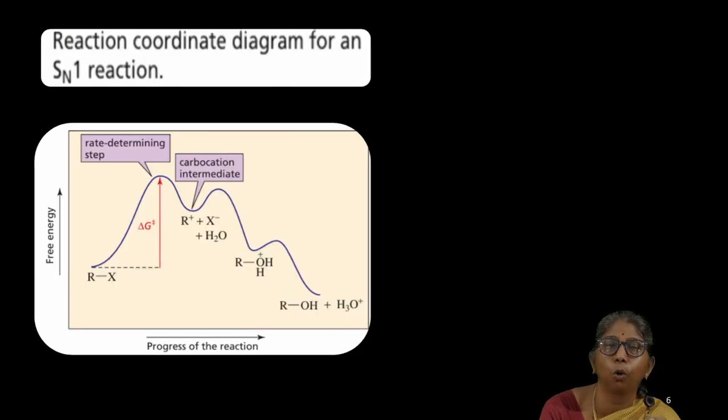What happens to the reaction coordinate diagram? See the reaction coordinate diagram. Since the reaction takes place in two steps, you can see two humps. The first step is the slow step, that is the rate determining step, and the well formed between the humps corresponds to the formation of the carbocation intermediate, R plus. Then the nucleophile attacks at this position and you get a product, ROH that is protonated, and then removing that proton, you get the final product.